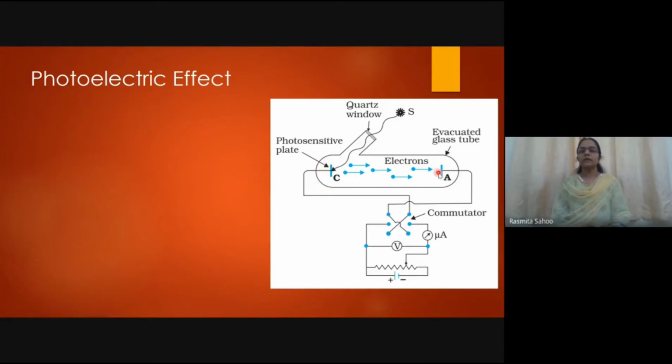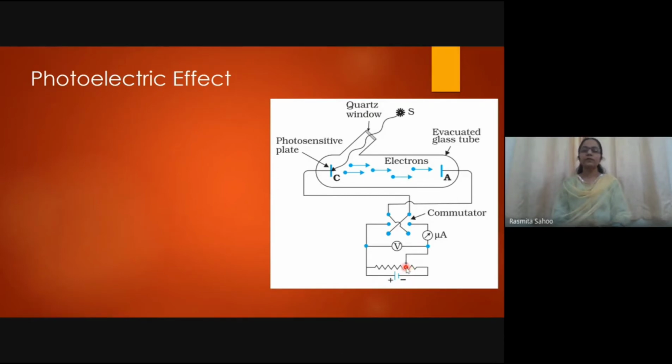This is the cathode, the anode, and this is the quartz window through which the light will be incident on the cathode, and there is the voltage applied. Here is the commutator they have used to see what is happening if they change the polarity or the direction. Here is a commutator, and here is the variable resistance to change the voltage.